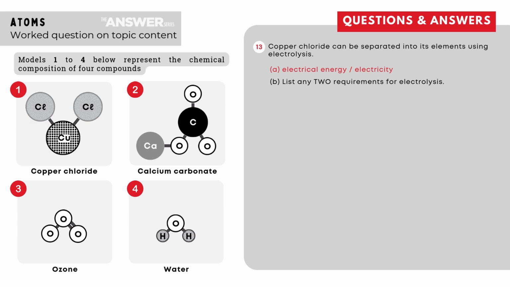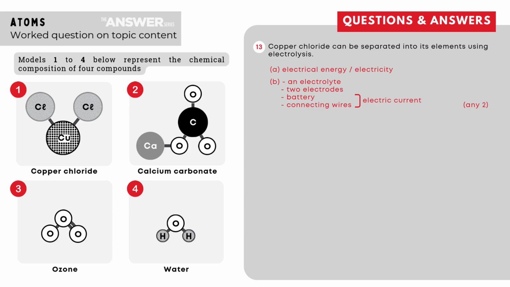List any two requirements for electrolysis. We need first and foremost an electrolyte. We need two electrodes. You could have specified an anode and a cathode, or a positive and a negative electrode, but it's very important that you don't just say an electrode, because you can't perform electrolysis with just one. So you need two electrodes. And then you need an electric current that could be subdivided into a battery and connecting wires. So because the question asked you to list two things, once again, the instruction is to mark any two of these correct, but only the first two that you provide.